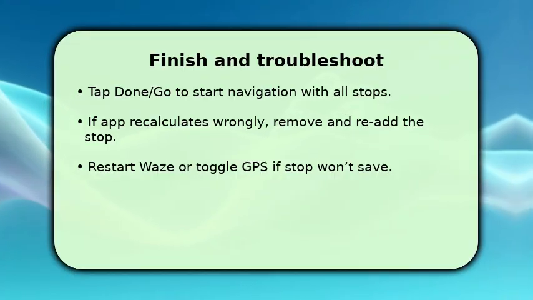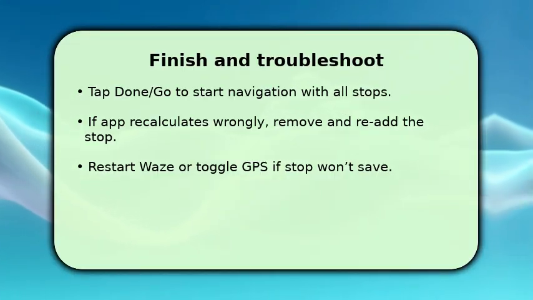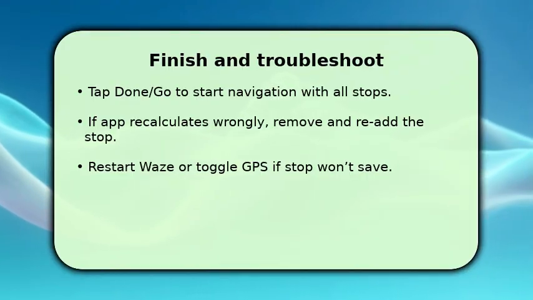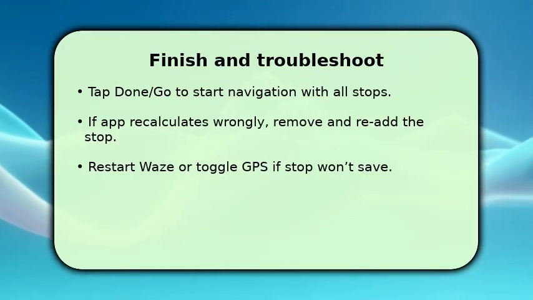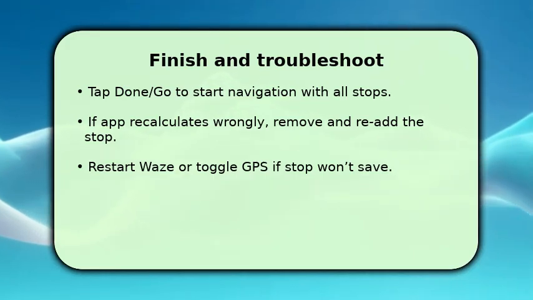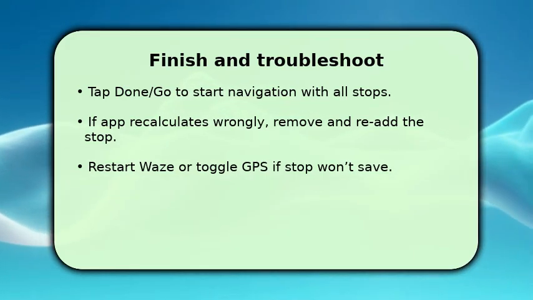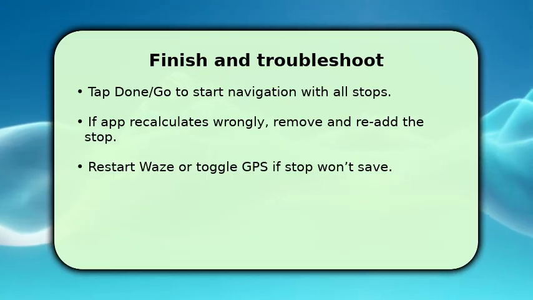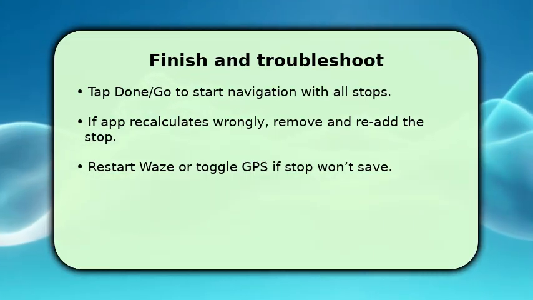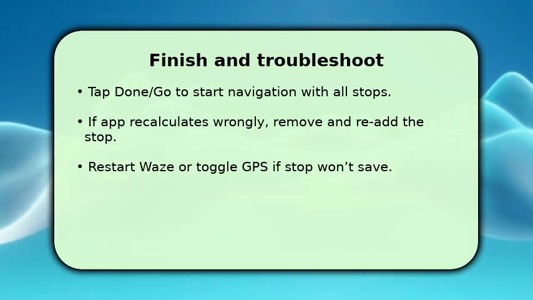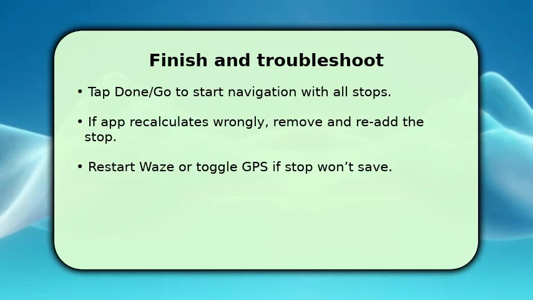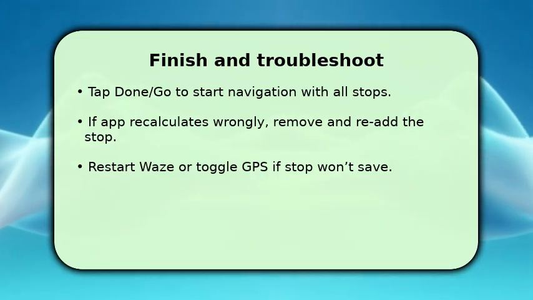If Waze recalculates incorrectly or a stop doesn't appear, remove that stop, then re-add it. Intermittent server or cache glitches can cause this. If problems persist, restart the app and toggle your device's GPS. That frequently resolves save failures. Remember to check for app updates, because outdated versions can introduce navigation bugs that block stop additions.